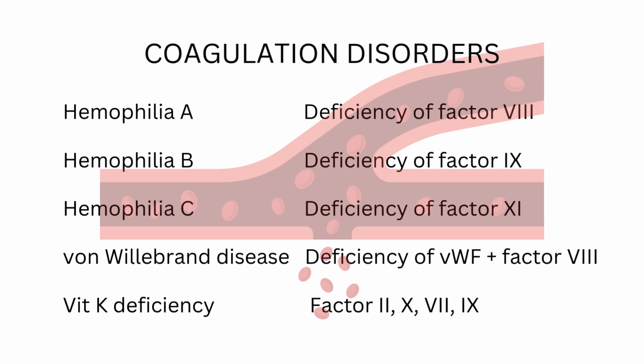Some of the known coagulation disorders are hemophilia A, due to the deficiency of factor 8. Deficiency of factor 9 can cause hemophilia B. Deficiency or dysfunction of factor 11 results in hemophilia C. Von Willebrand disease is a result of deficiency in von Willebrand factor and deficiency of factor 8.